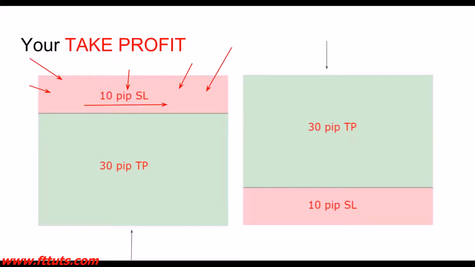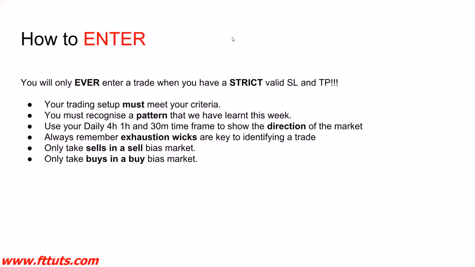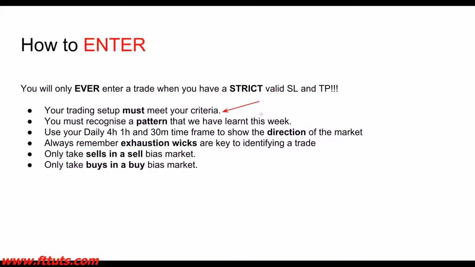If your stop loss violates what your trading plan says, so say as an example, you make it a strict thing that you only trade if you have 15 pips or less. If you have a stop loss of 17 pips, do you enter the market? No. Okay. So I want you to just keep bearing that in mind, okay? Now, when you enter the market, this should be common sense to you guys. Your trading setup must meet your criteria, okay?